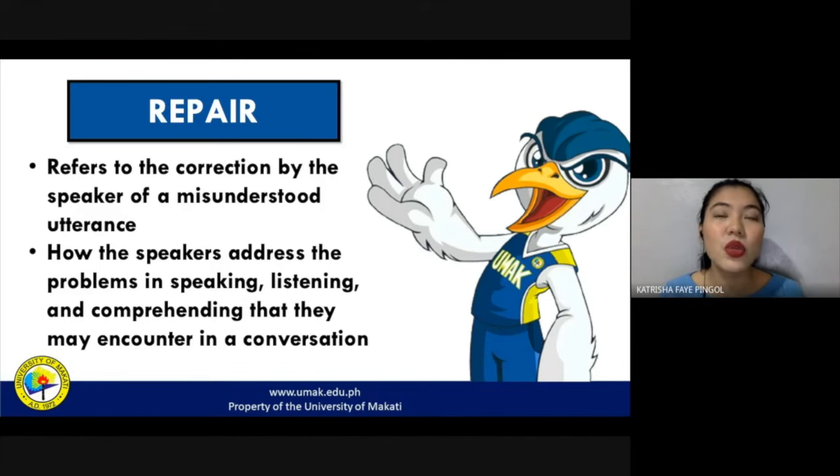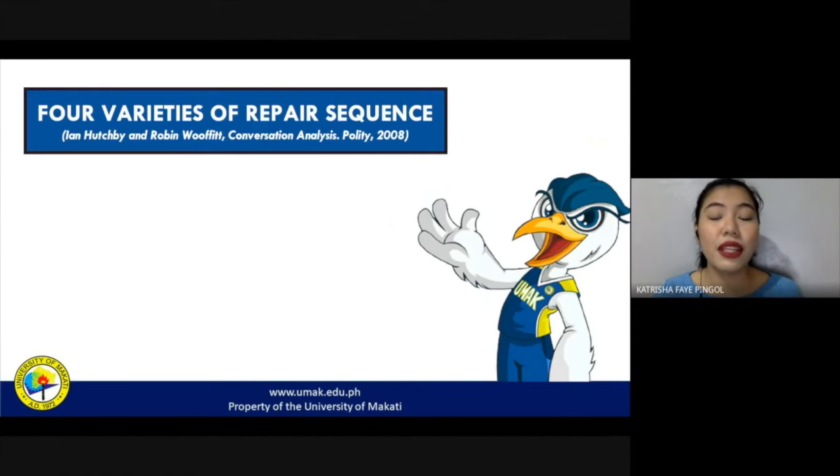So there are instances wherein, as a speaker, we make mistakes, we make errors, okay? And listeners, someone who is listening to us, may of course correct that error in order for the conversation to of course meet its intended goal. We use this strategy because we want to keep the conversation accurate, number one, and of course, to keep it flowing smoothly. According to Hutchby and Wooffitt in 2008, there are four varieties of repair sequence in a conversation.